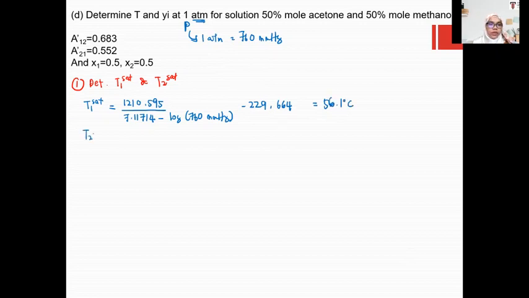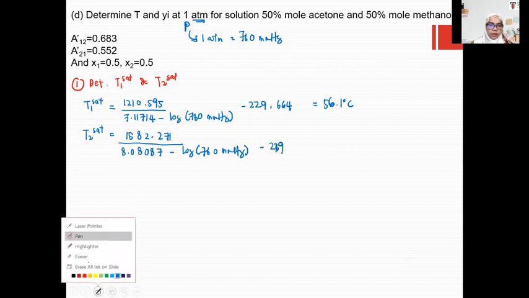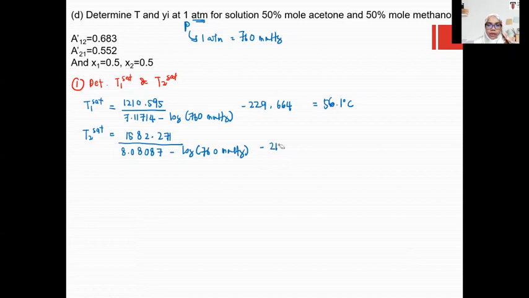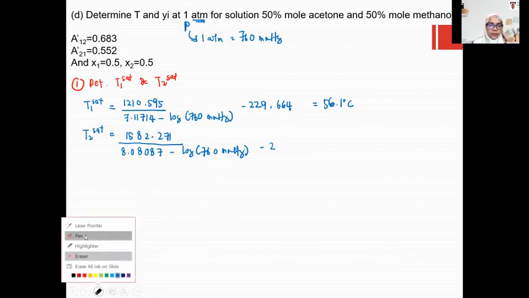How about T2 saturation? The method is the same. Just insert the value of pressure into the Antoine equation. I just write up the values of the expression for the Antoine equation. You may try this on your own and let's check the answer together. So minus 239. Maybe I need to make a clearer number here.